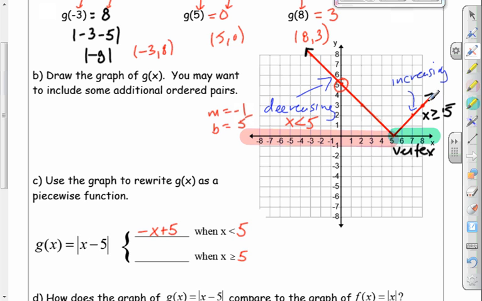Now the increasing part is actually a little bit more difficult. The slope isn't too bad. Again, if we use slope triangles, up 1, to the right 1, up 1, this has a slope on the increasing side of 1. The y-intercept, however, is not as apparent.